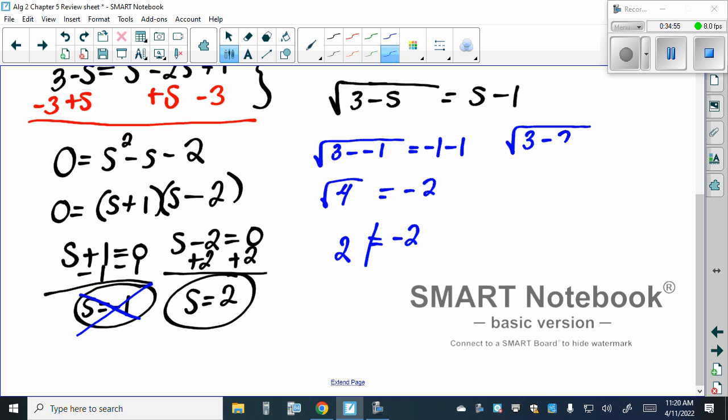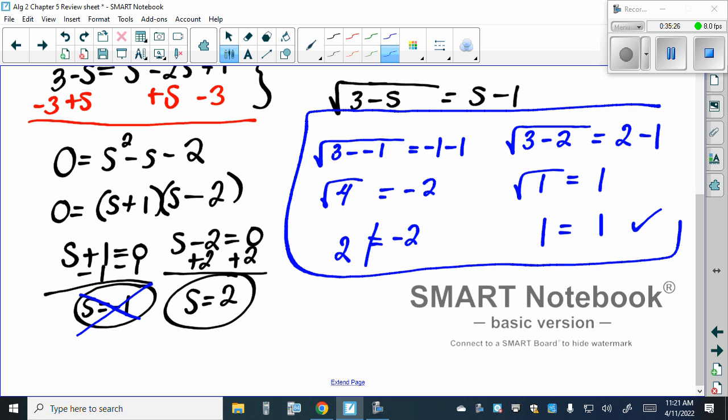3 minus 2 is equal to 2 minus 1. Now again, you could plug into the calculator square root of 3 minus 2, hit enter, and it'll tell us that it is 1. And 2 minus 1 is 1. So that does work. If we work this out by hand, well, 3 minus 2 is 1. If we take the square root of 1, we get 1. And 1 is equal to 1. So s equals 2 works.